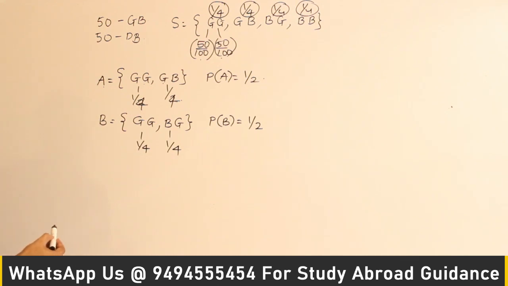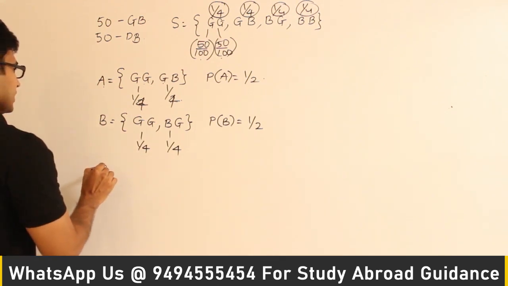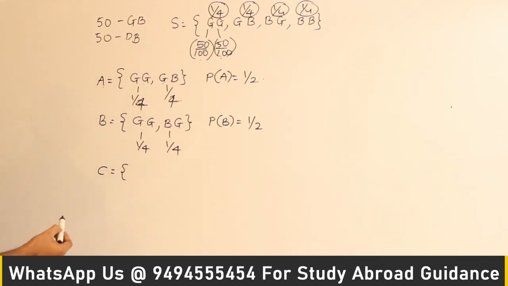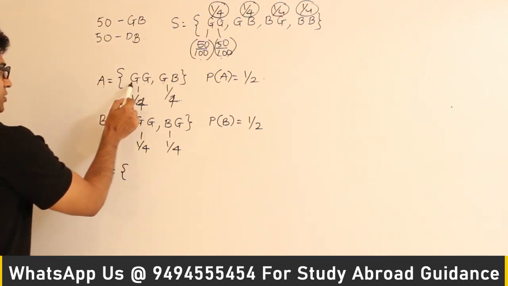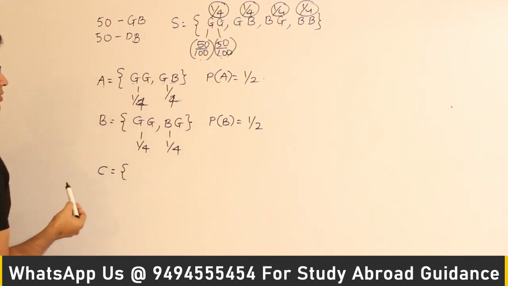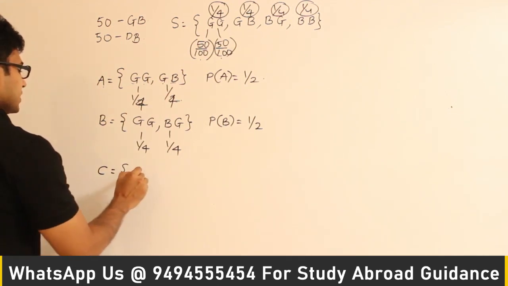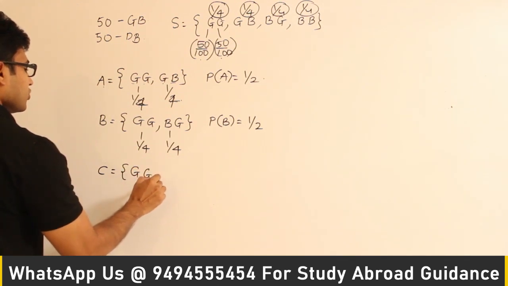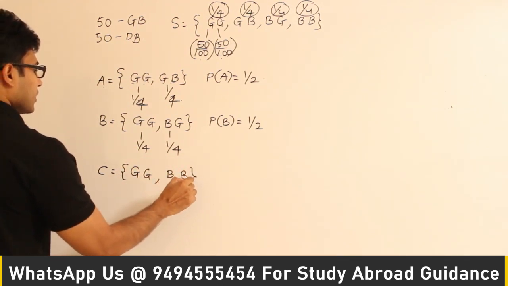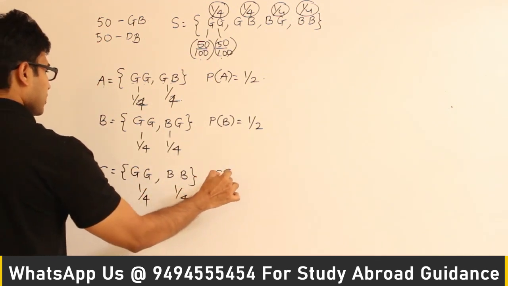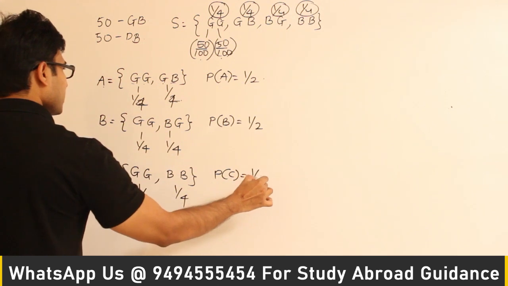Got it? And what about C? Let's define one more event C in which both the bulbs are good or both the bulbs are defective. See, in this one I think you got it right. G means good bulb, B means bad bulb. Now what about this? Both are going to be good bulbs or both are going to be defective. Again, this one has probability 1 by 4, this one has probability 1 by 4, therefore P of C is equal to 1 by 2.